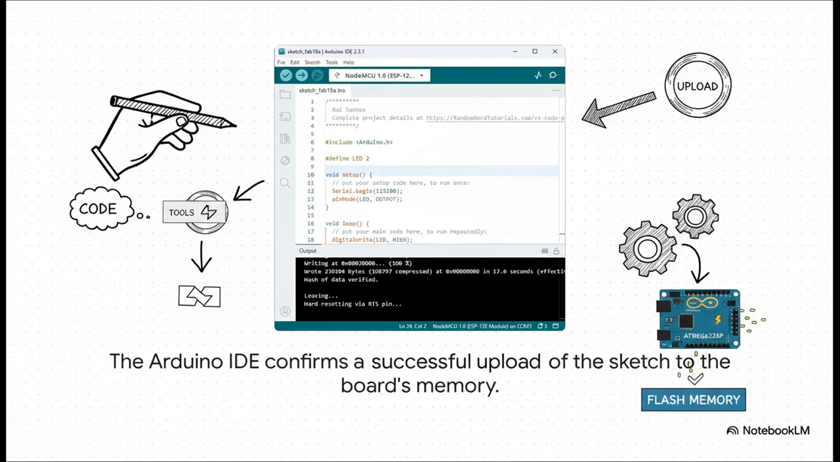The IDE does all the heavy lifting, compiling your C++ code into machine code the chip understands and zapping it over the USB right into the chip's flash memory. You can watch it all happen down in that little output window.